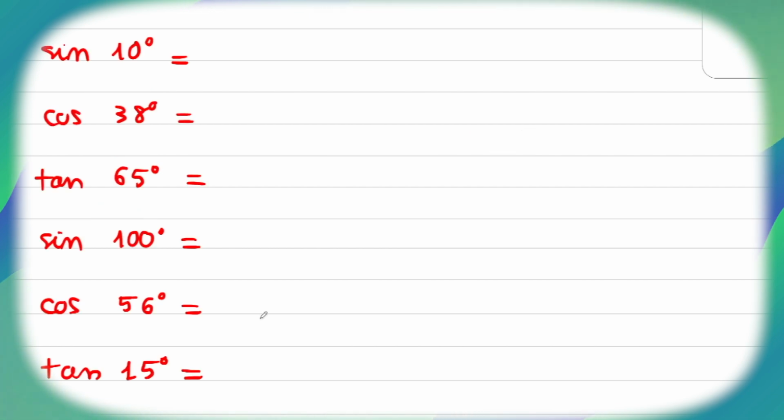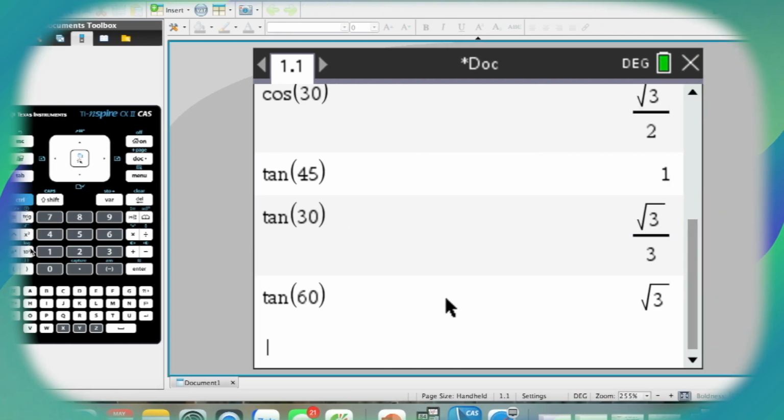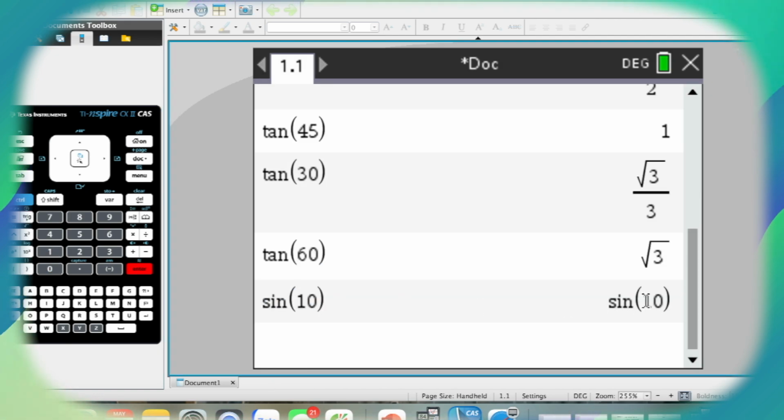Now let's practice how to use your calculator. You can see for each question here, I want you to calculate sine of 10 degrees, cos of 38 degrees, and something like that for the rest of this exercise. So sine 10 degrees, okay. Sine of 10 degrees, I will use this sine button and 10. And yes, for this one, you can see here I have no answer because the number will be a decimal number, so this calculator cannot show the decimal number.